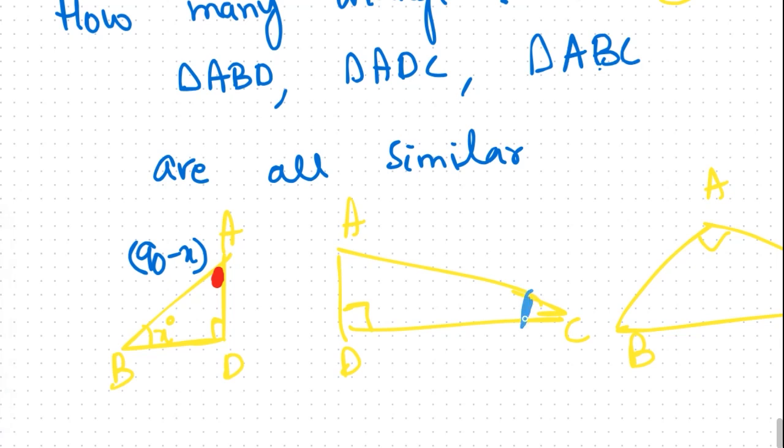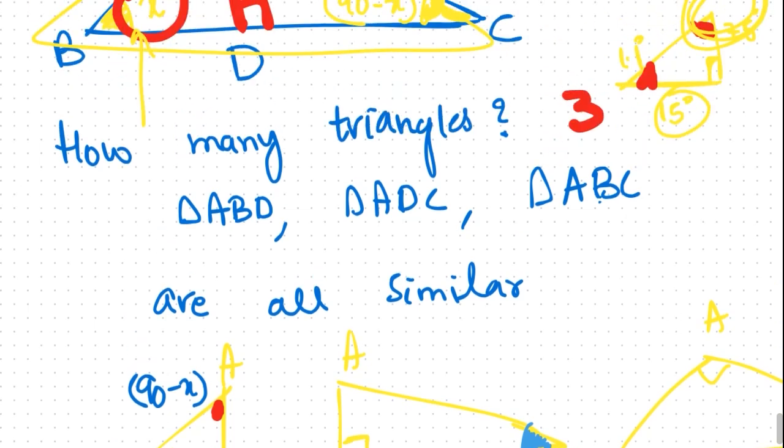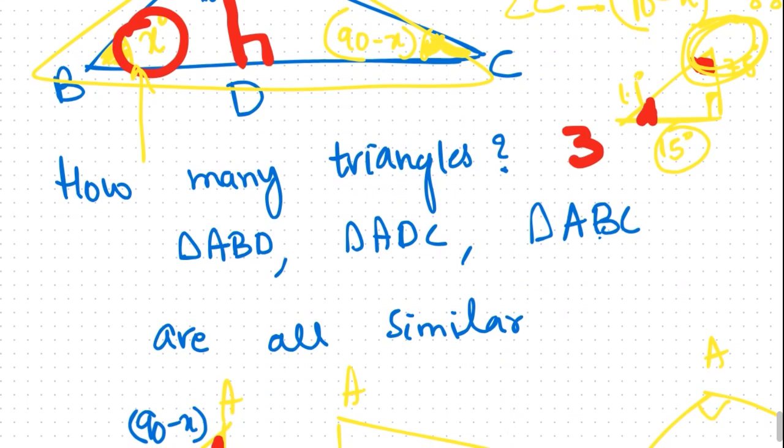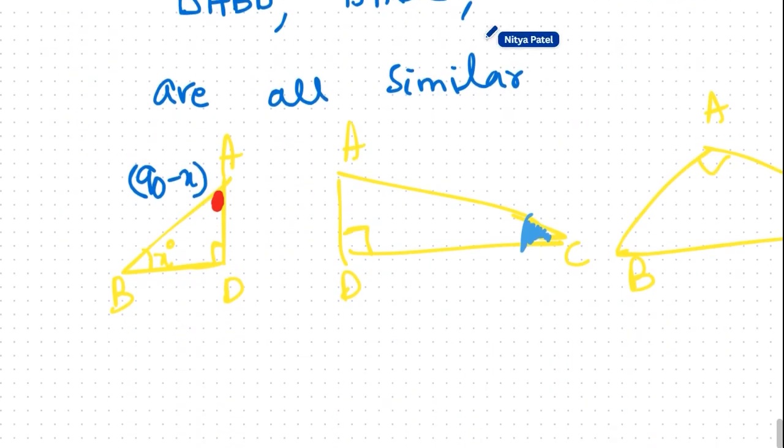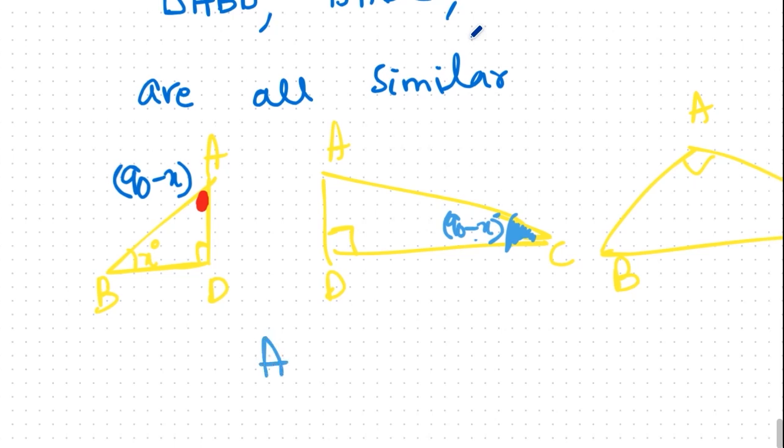And how much was this angle C? Do you remember? Look at the diagram. C was 90 minus x. If you compare these two triangles, did you notice something? They're similar, because they have the same angles. Two angles are already matching. So two triangles are already similar.